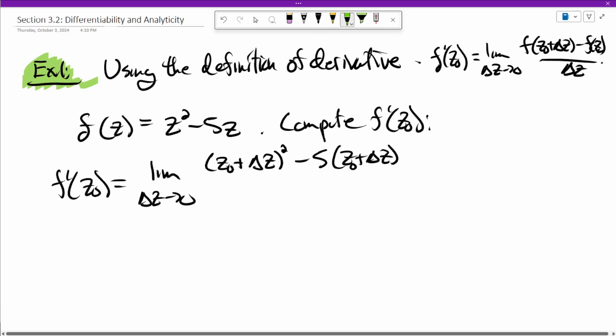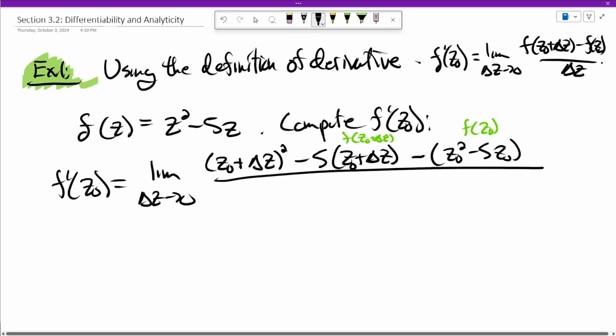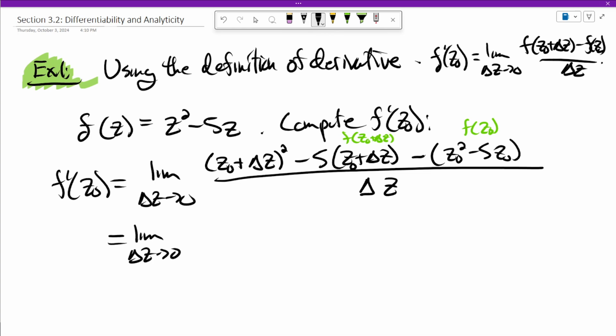All right, this part is our f of z naught plus delta z part. All of that. And from that, we're going to subtract off f of z naught. We should be careful with our parentheses. This is f of z naught. Fantastic. And then we're going to divide by delta z. Now, if you remember these computations, you know that the setup is usually kind of involved. Once you start multiplying stuff out, a lot of things cancel. So let's go and multiply it out.